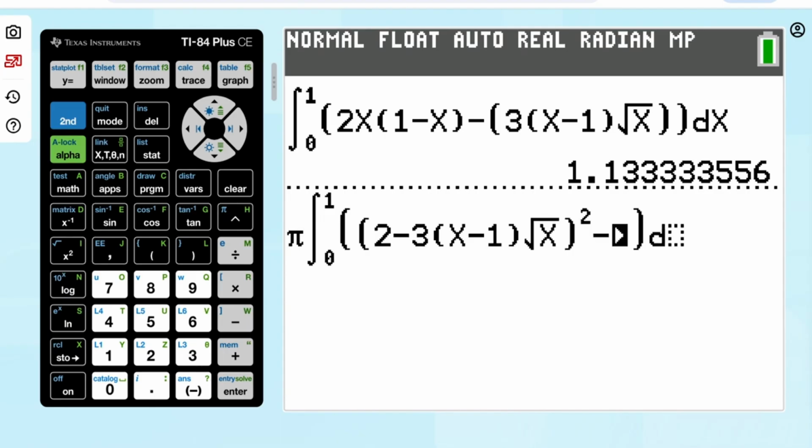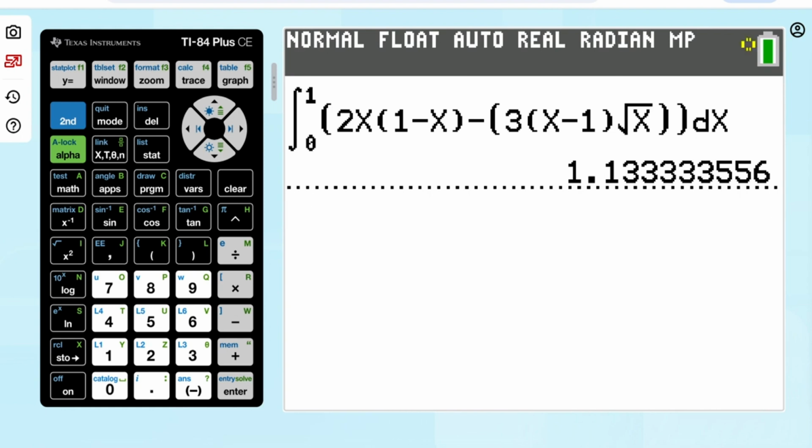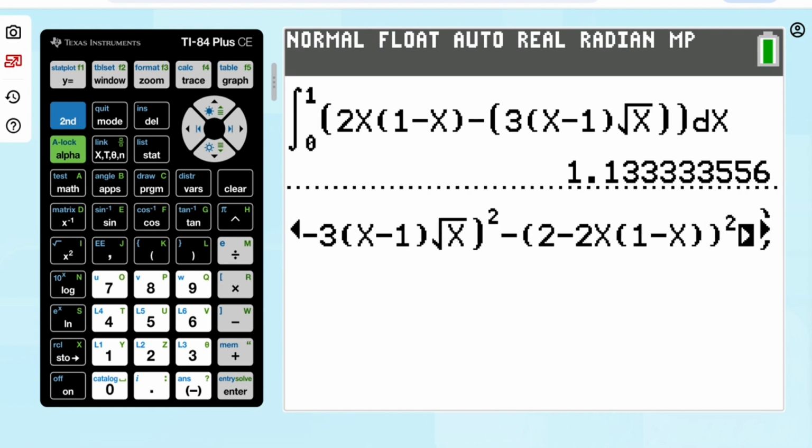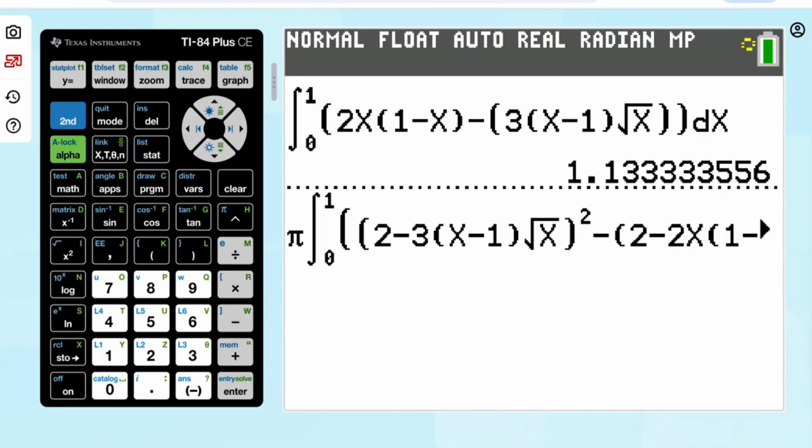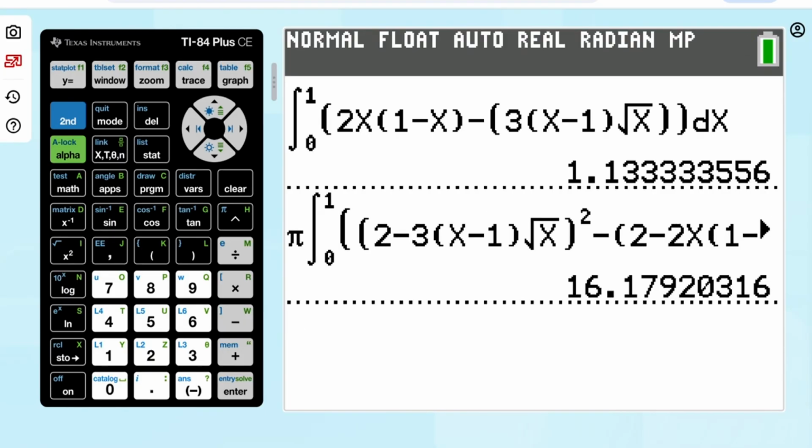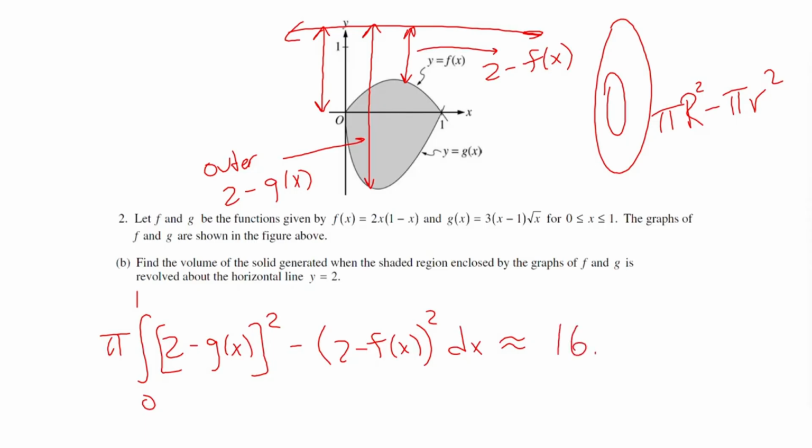And then we're going to subtract our inner radius, which we'll need a new parentheses here for. That'll be 2 minus the other function, right, which was 2x times 1 minus x. And we'll also square that. Throw your dx out at the end, and you end up getting 16.179. And we got 4 points there for that: 1 for the limits and the constant, 2 for the integrand, and 1 for the final answer.